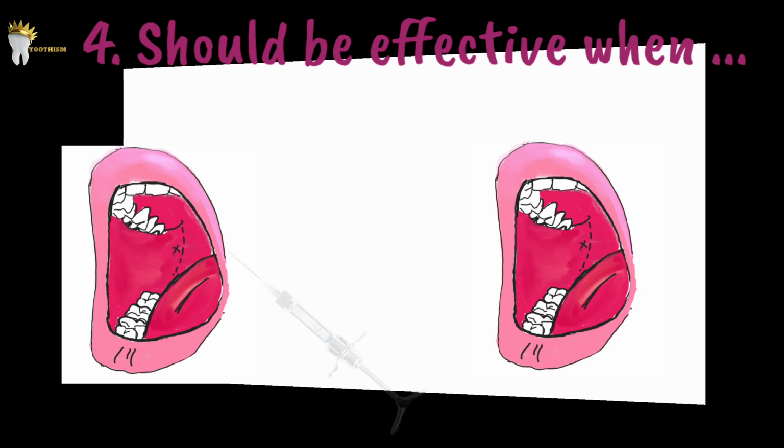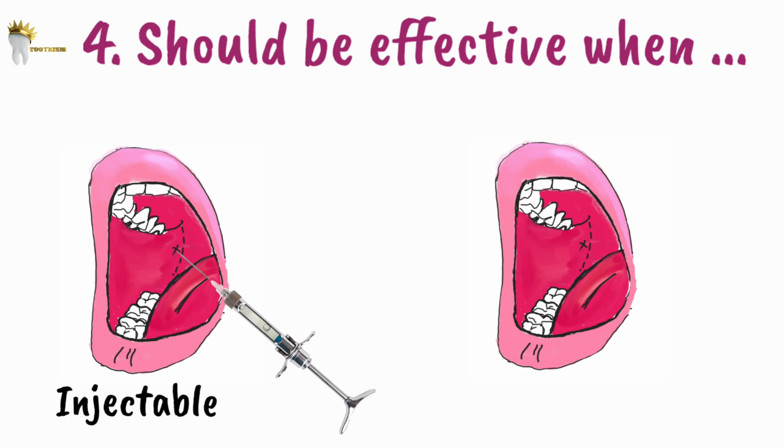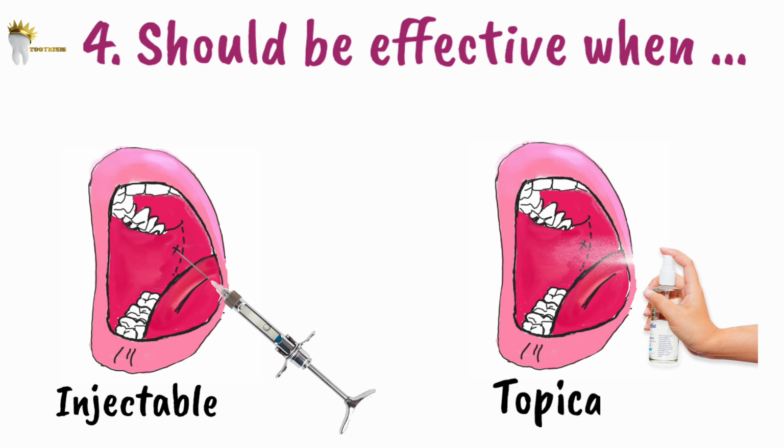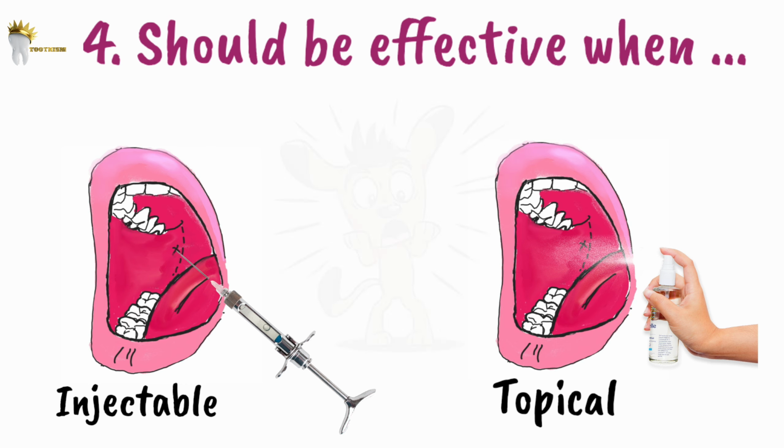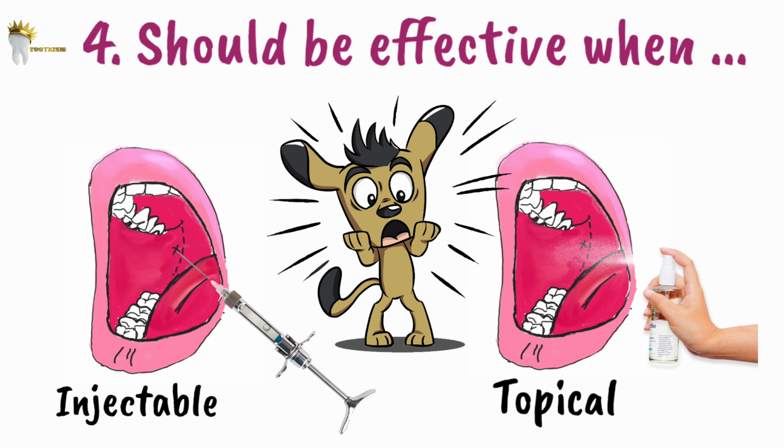It must be effective when it is injected into the tissues as well as when it is applied topically to mucous membrane. Not all local anesthetics that we use meet this criteria. The potent injectable local anesthetics that we use are not effective when applied topically, because to be effective topically we need to increase their concentration. This will make them irritating to the tissues, and this will also increase the risk of systemic toxicity because higher concentration of the drug will be absorbed.